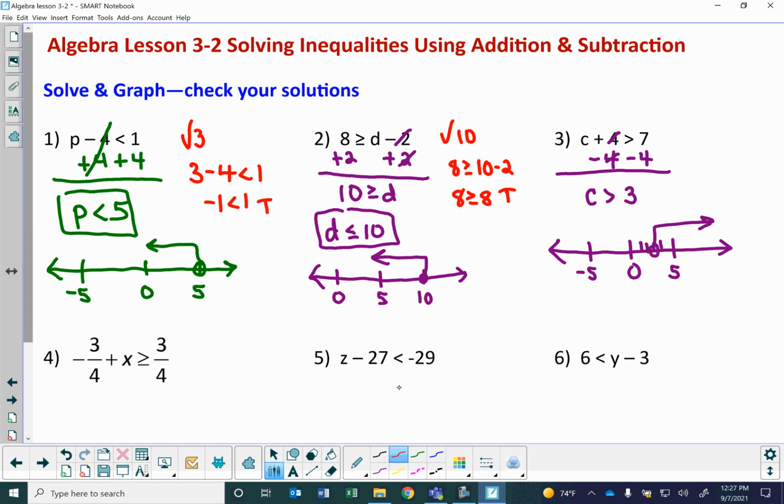So I need a number that's greater than 3. I'm going to choose 10. So 10 plus 4 is greater than 7. 14 is greater than 7. That is true. So that must work.